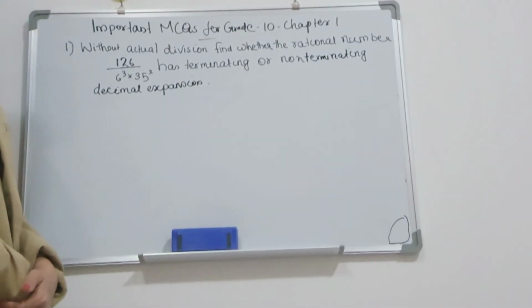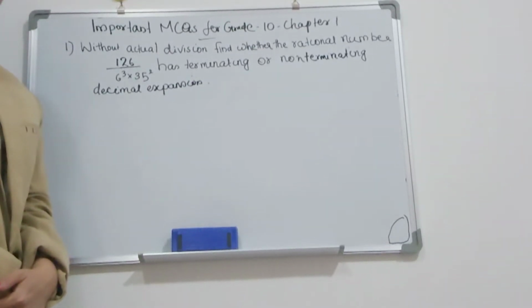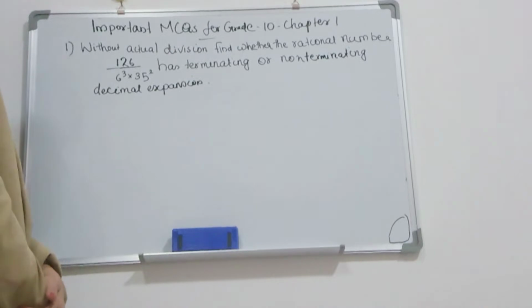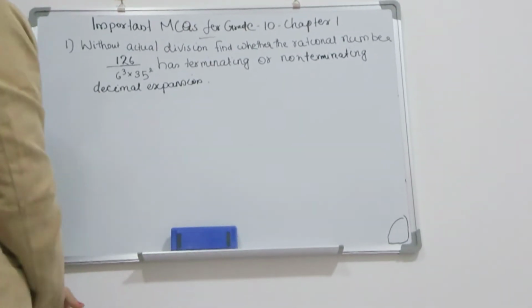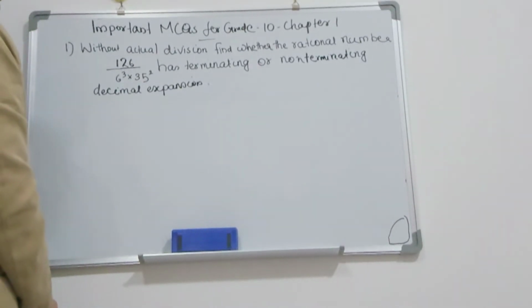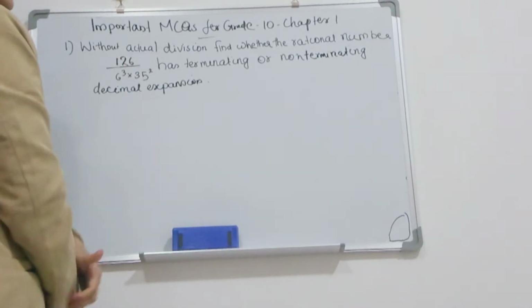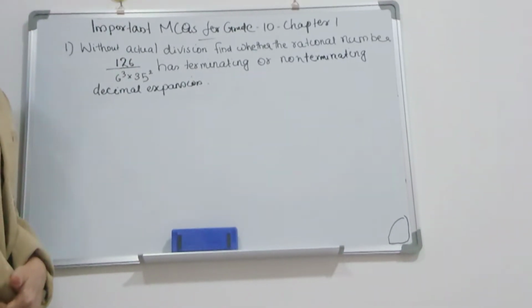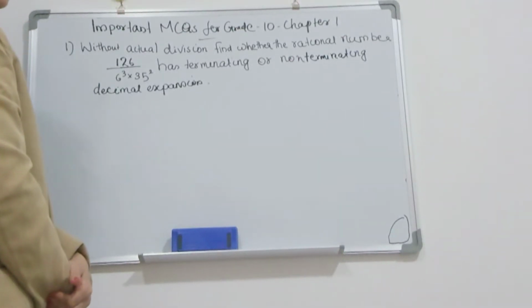Today I am going to discuss one question. It's an MCQ or 1 mark question. The question is, without actual division, find whether the rational number 126 by 6 cube into 35 square has terminating or non-terminating decimal expansion. So this rational number has terminating decimal expansion or non-terminating decimal expansion.